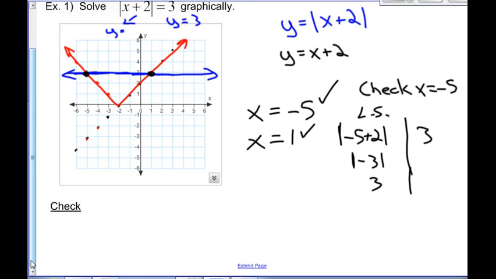Okay, so we can check them. And we probably should check our graphical solutions if we have the equation. If it's just a picture, well, you'll just have to trust your sketch.